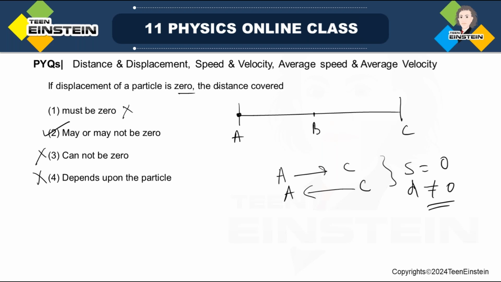So why can it be 0? Even when there is a displacement 0, distance also can be 0 if the particle does not move from a particular point. Okay, suppose it was supposed to move from A, but it has not yet started, so that's why this is 0.